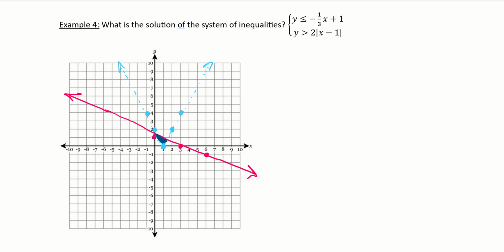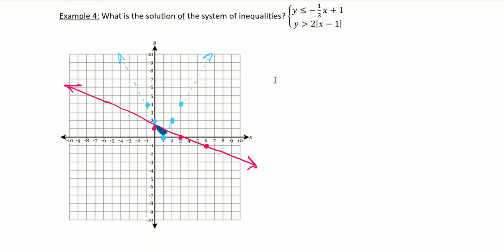So that would be it. That's how you would graph that one. So that's how you graph systems of inequalities.